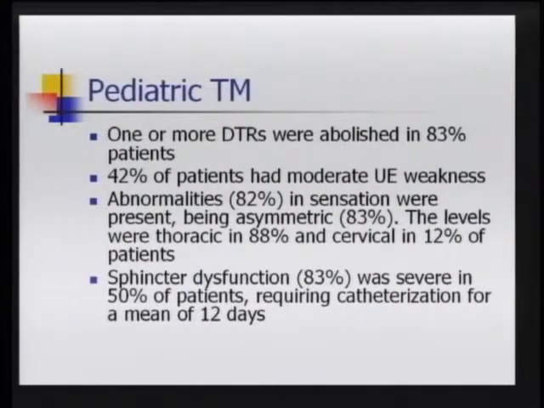DTRs were mostly suppressed, and about 40% of the patients had a moderate upper extremity weakness as well. Sensations were abnormal in approximately 80% of the patients, and most of the time it was asymmetric, and sphincter dysfunction was very common as well.